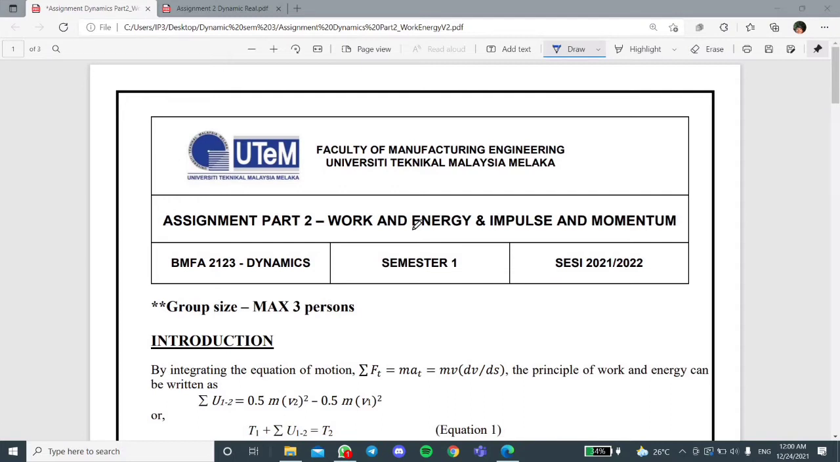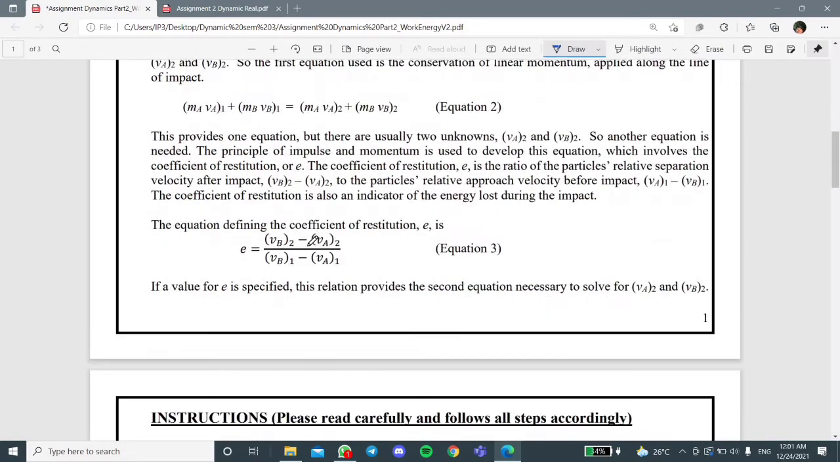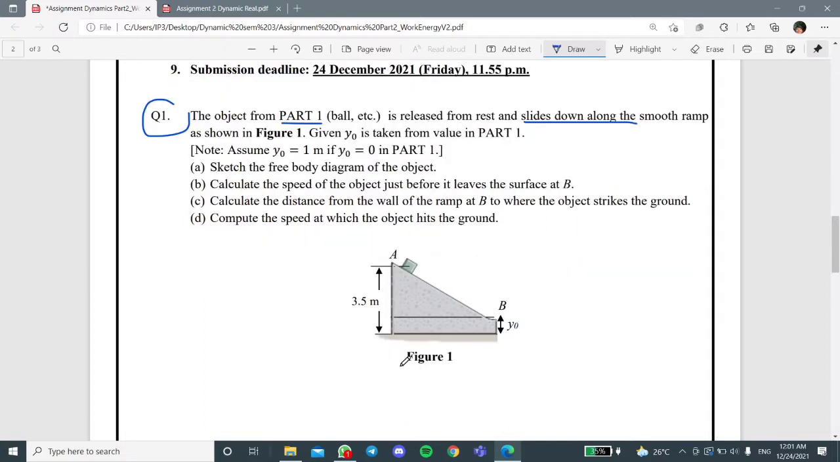In this video, we will explain the questions in assignment part 2, dynamics. For the first question, the object from part 1 is released from rest and slides down along the smooth ramp as shown in figure 1. This is figure 1. The object slides down along the smooth ramp.